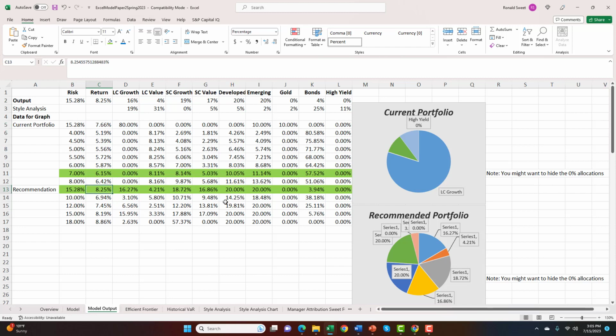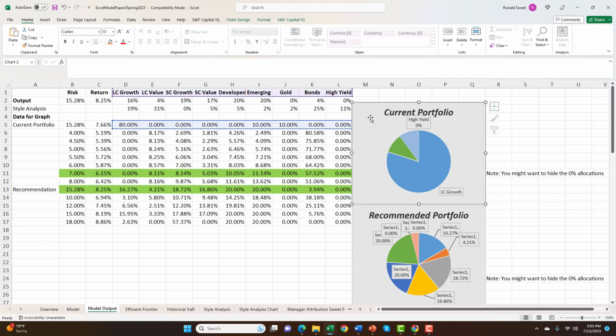If you want to use this model, you can certainly email me and you can set it up. It takes about 10-15 minutes to run the entire model. It's not that time consuming. And when you do, it gives you these great graphs that show you how your current allocation of your current portfolio compares with what this model is recommending.